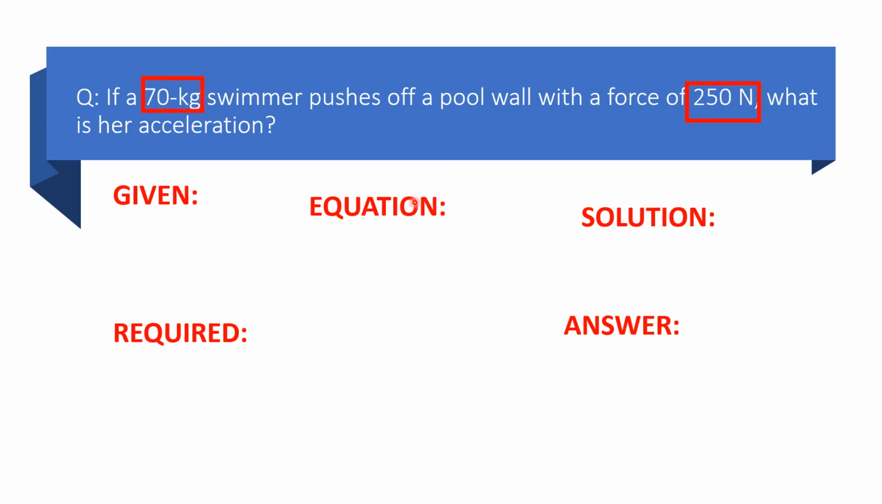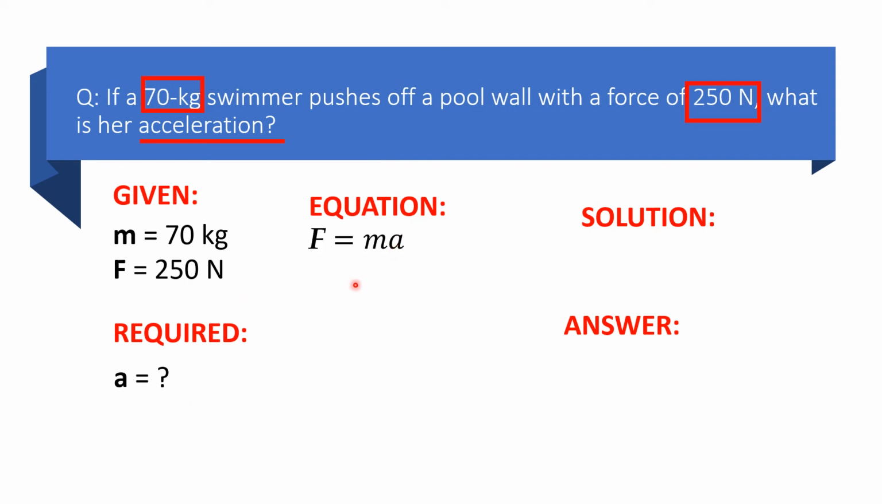For our given, in the problem, we have 70 kg and 250 newtons. So, let's put it on the given. M is equal to 70 kg, kilograms, and force is 250 newton, or pwede nyo ring isulat na kg meter per second squared. And on the problem, the missing one, or the thing that we need to find, is the acceleration. So, acceleration is question mark.